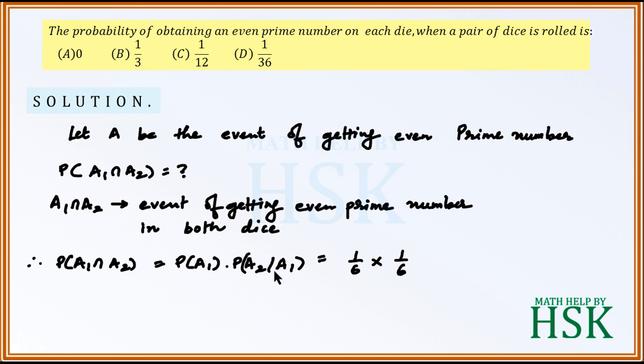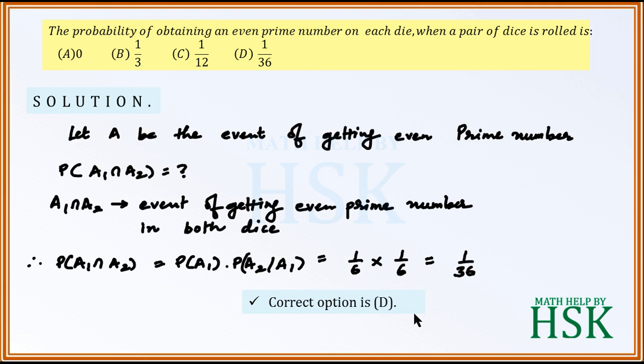And probability of A2 given A1, that is the probability that the second die also gives an even prime number, given that the first die gives an even prime number, would also be equal to 1 by 6 because A2 and A1 are independent events. Outcomes of A2 are not affected by the outcomes of A1. So probability of A2 given A1 would be equal to probability of A2, which is 1 by 6. Therefore probability of getting an even prime number on both dice would be equal to 1 by 36. Therefore the correct option is D.